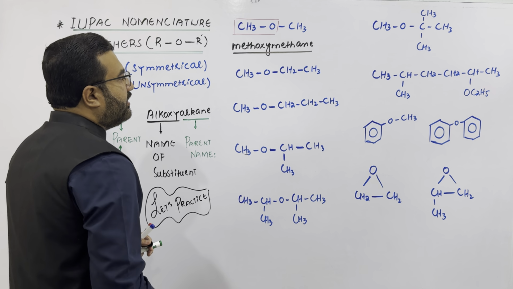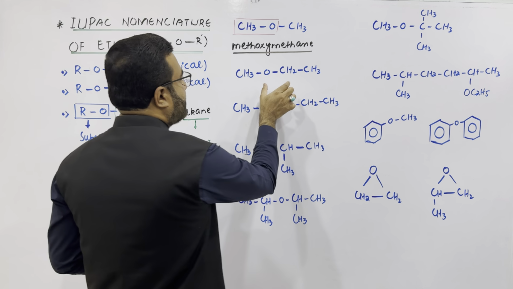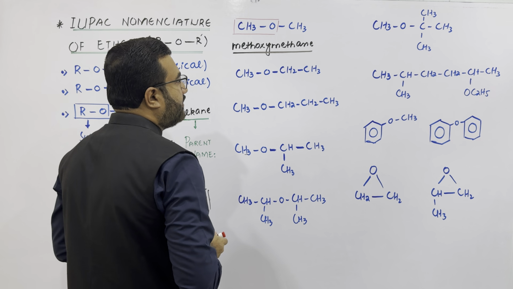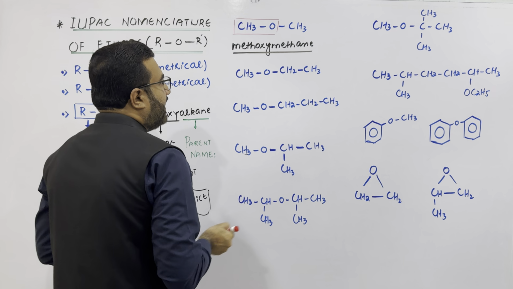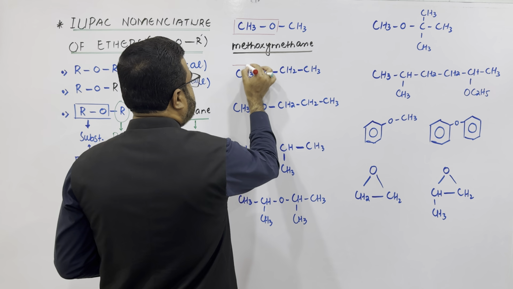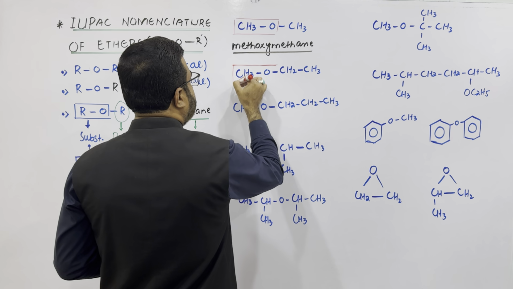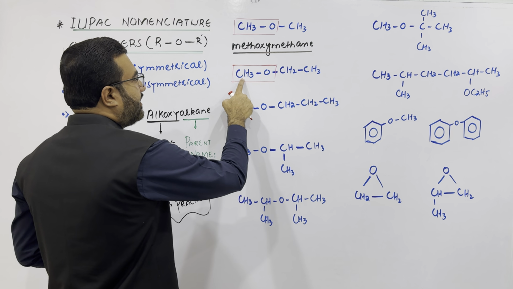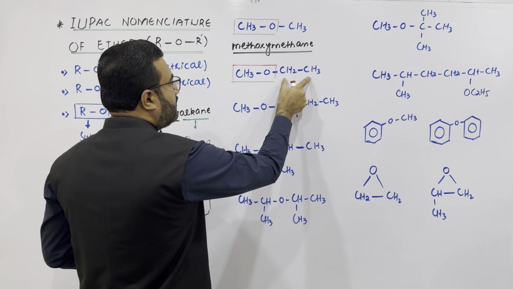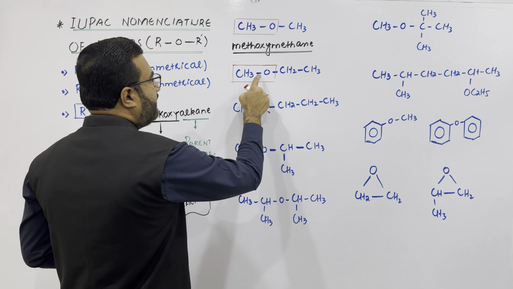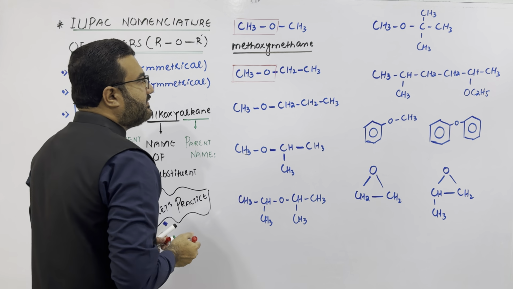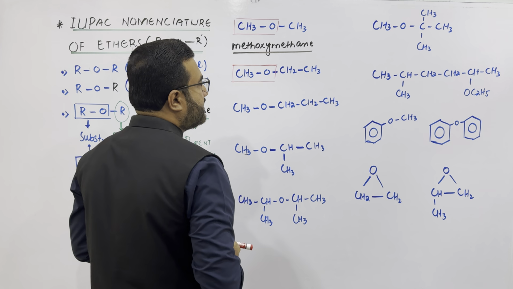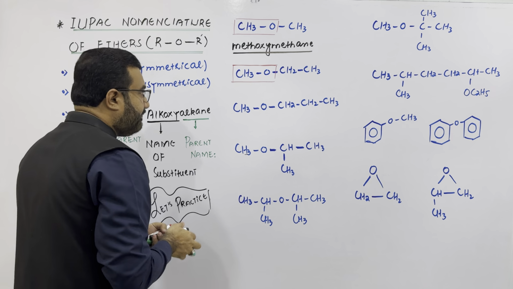The IUPAC name of this ether will be methoxymethane. Now, my dear students, this is the second example in which the two alkyl groups are different. It is an example of an unsymmetrical ether. In this case, the smaller alkyl group along with oxygen will be considered as a substituent. This alkyl group has one carbon atom and this alkyl group has two carbon atoms. So the alkyl group with one carbon atom will serve as the substituent, and the other alkyl group having two carbon atoms will serve as the parent.